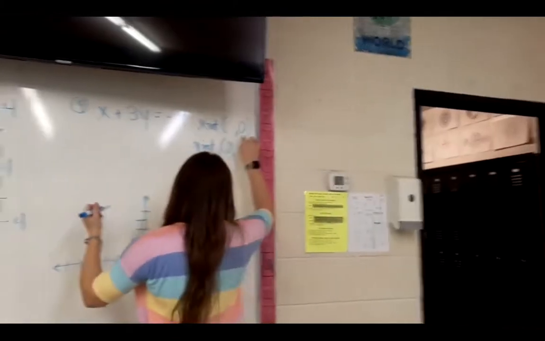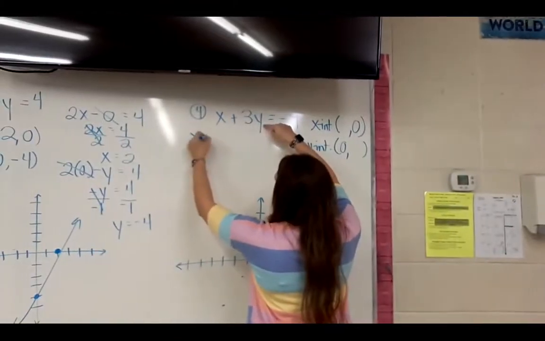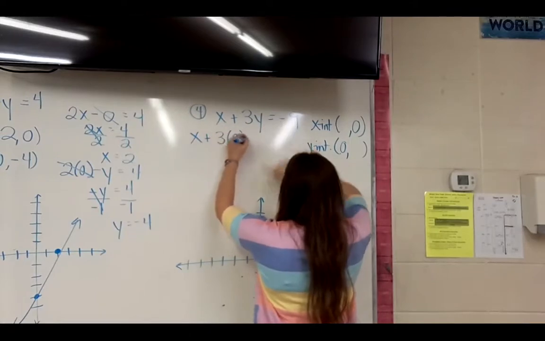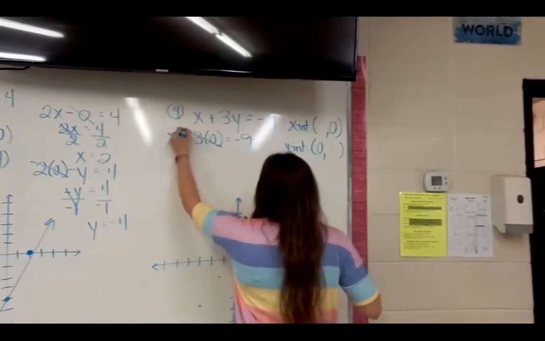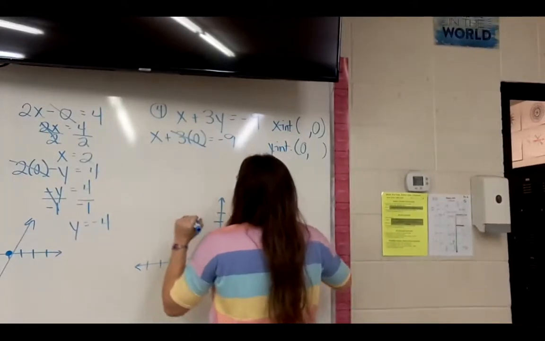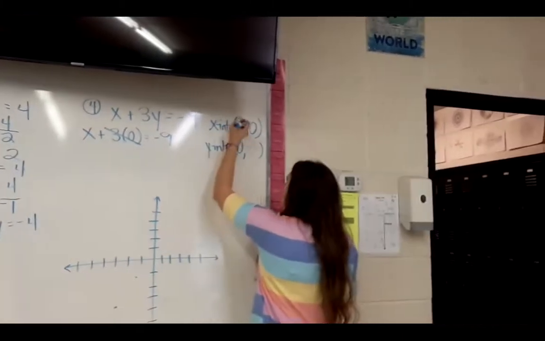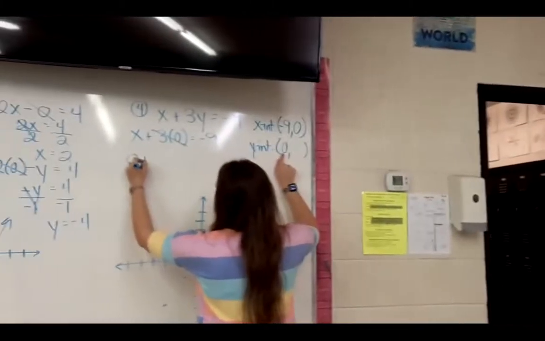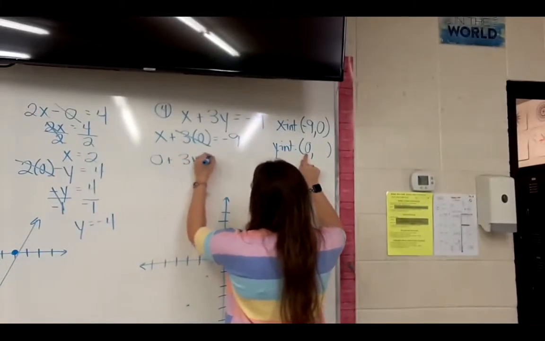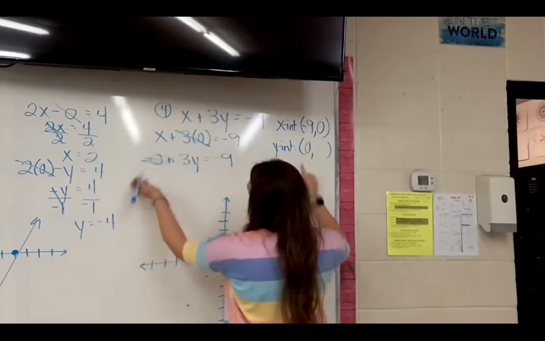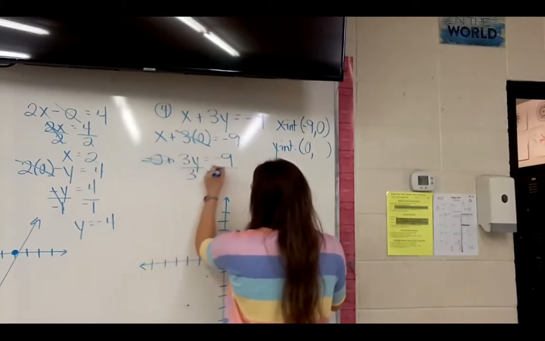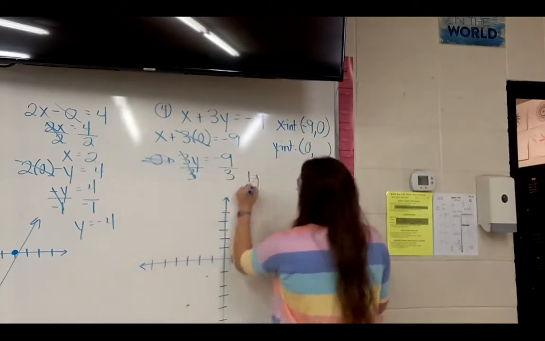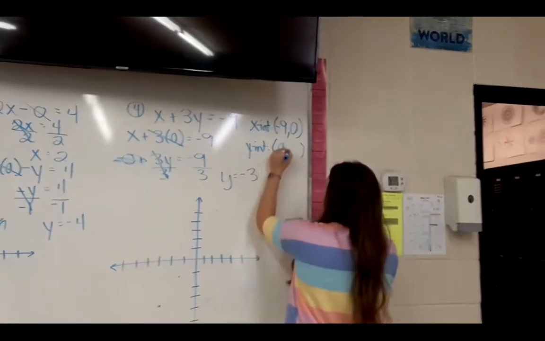Okay, so I'm going to plug 0 in for y so that I can solve for my x-intercept. 3 times 0 is 0, and we're done. X equals negative 9. Now I'm going to plug 0 in for x so that I can solve for y. That just drops. Divide both sides by 3, and we get y is negative 3.